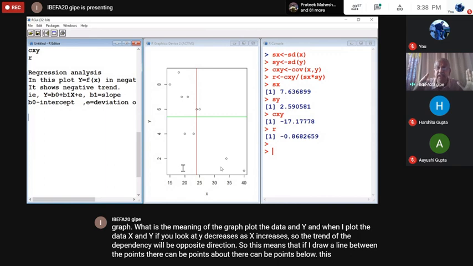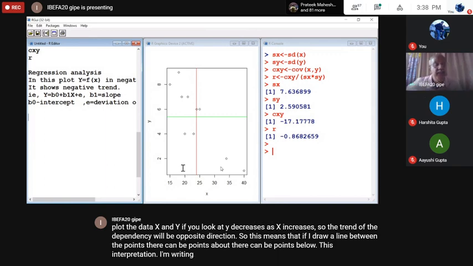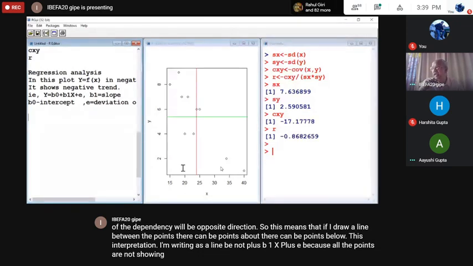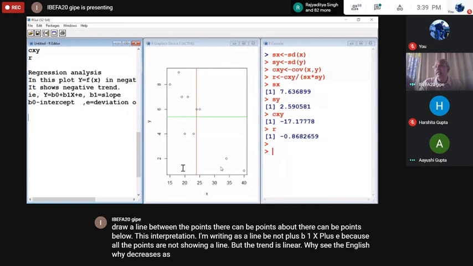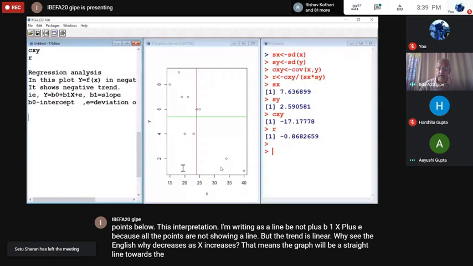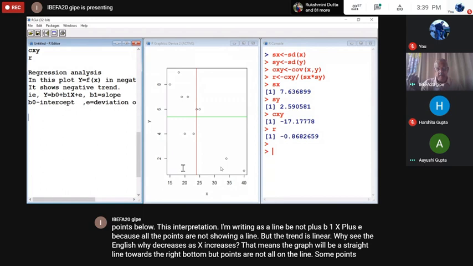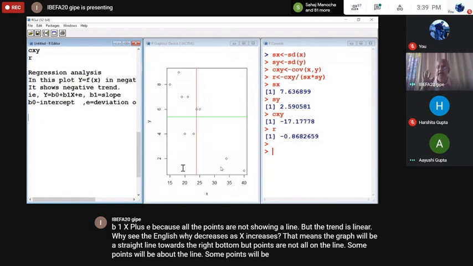This interpretation I'm writing as a line B0 plus B1x plus E. Because all the points are not showing a line, but the trend is linear. Why? See the English. Y decreases as X increases. That means the graph will be a straight line towards the right bottom. But points are not all on the line. Some points will be above the line. Some points will be below the line. Okay, sir, I got it.